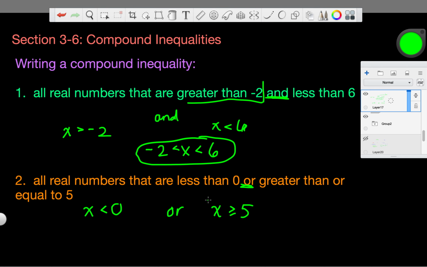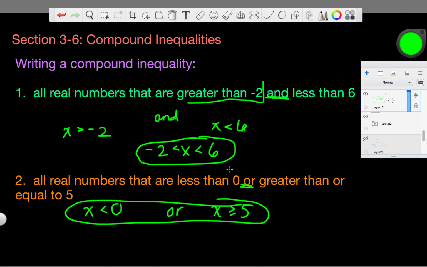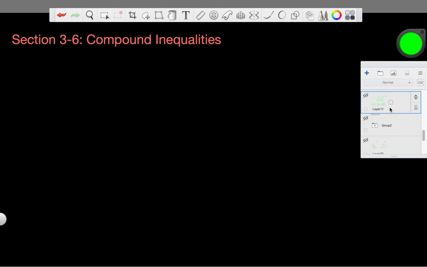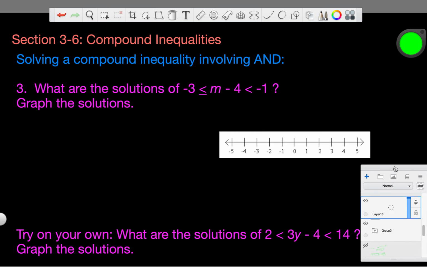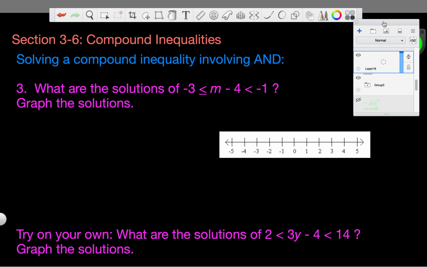Okay? So this is the only way that I can write an or statement. You cannot combine them like you did up here. Okay? We are going to move on. So, move this up a little bit.